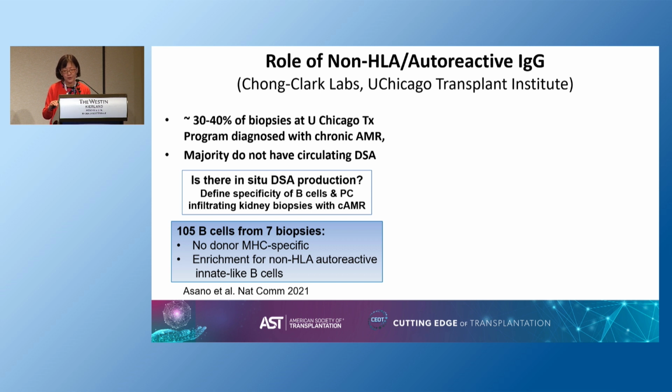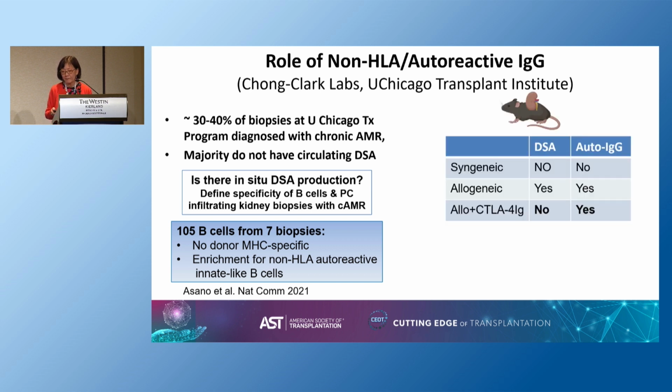But what we did find was an enrichment for B cells that produce non-HLA autoreactive antibodies, and that these B cells were innate-like. And so what we have done so far is to generate a mouse model and start looking at the incidence of autoreactive antibodies. And what we're finding is that if we do a syngeneic transplant, there is no DSA, there are no autoantibodies. In a fully allogeneic, unmodified rejection, you see both DSA and autoreactive antibodies. But if you treat with CTLA-4 Ig, you can block donor-specific antibody production, but not the autoreactive antibodies.